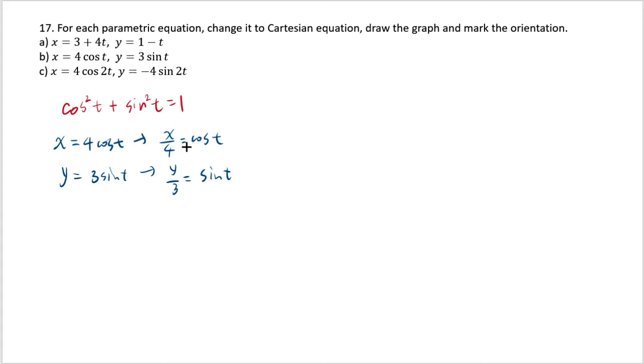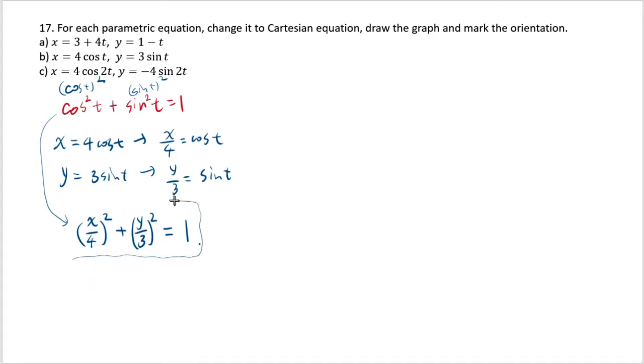Then we plug these into this formula. Remember, cosine squared t really means cosine t squared, and sine squared t really means sine t squared. So if you plug in x over 4 here and y over 3 here, this equation now becomes (x/4) squared plus (y/3) squared equals 1. Okay, so now we have gotten rid of the t's and we only have x and y. All that remains is to figure out what this curve is.